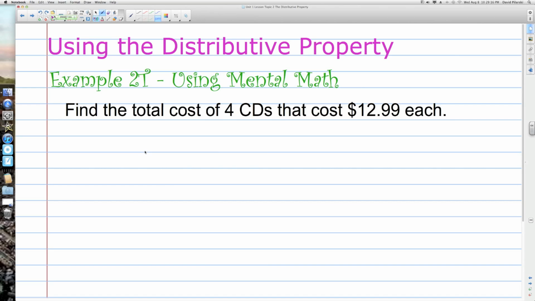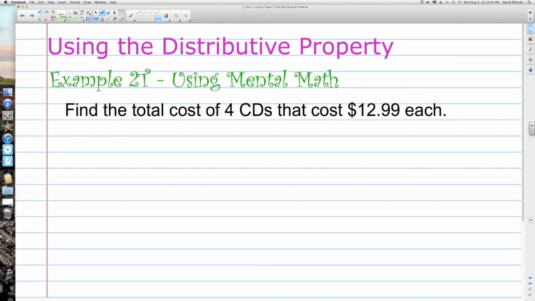Using the distributive property, example 2t, using mental math. We continue our work using the distributive property, and we have example 2t using mental math. Similar to part B of example 1t, we're going to use mental math to solve this problem. We're going to write it out, but I'm going to show you how it ends up being mental math. Very easy to do.